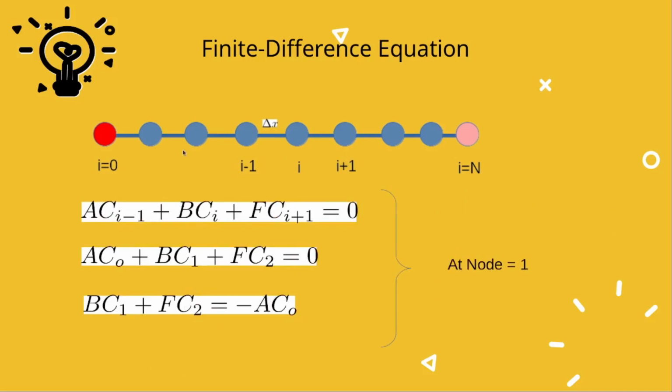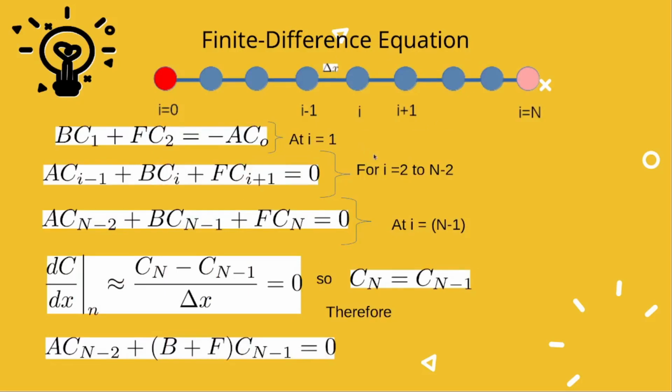So for example, at node 1, which is this node here, I can write a C(i-1) plus b C(i) plus f C(i+1) equals 0, but I do know my concentration C0, that is one of the initial conditions. So I can write a C0 plus b C1 plus f C2 equals 0. And since this a C0 is a known term, I'm going to move it to the right-hand side. In other words, I'm going to subtract a C0 from both sides, and I'm going to end up with b C1 plus f C2 equals minus a C0.